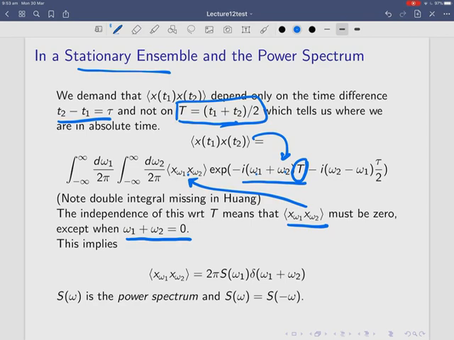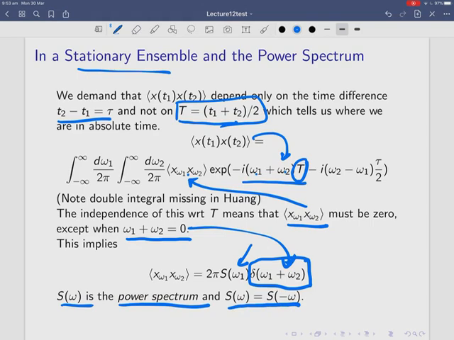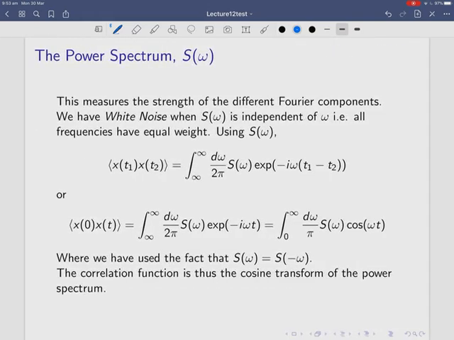So if you do that, then you must have the Fourier transform of the correlation function, x omega 1 x omega 2, equal to 2 pi times s of omega 1, where s is just a function of omega 1, multiplied by a delta function of omega 1 plus omega 2, which enforces this rule here. This thing s is called the power spectrum. It turns out that s of omega is equal to s of minus omega. You can prove that to yourself. So that's the power spectrum. If you have a stationary ensemble, you can define things like that.